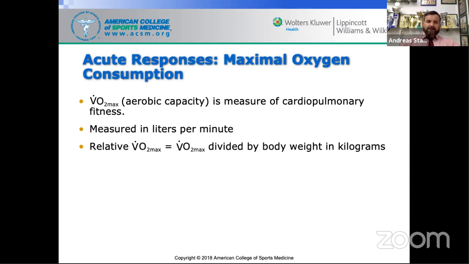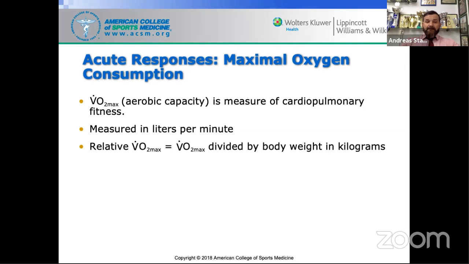Maximal oxygen consumption. What is VO2 max? We're going to talk about VO2 max. VO2 max is a pretty established way to measure our maximal cardiorespiratory fitness. By measuring our VO2 max, we can use that in order to rank our cardiorespiratory fitness.